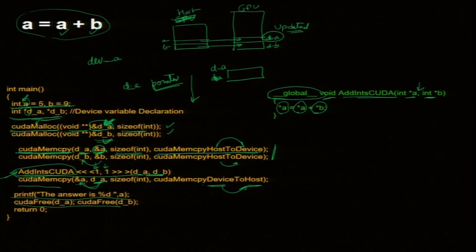When I do it, what is the answer I should expect? 5 plus 9, 14. So the answer is 14. But this computation was done inside the GPU.